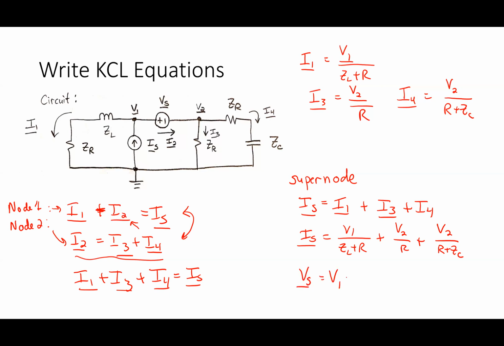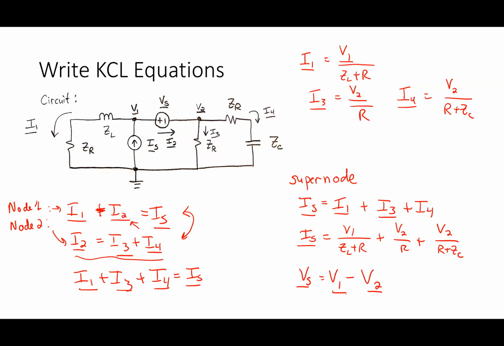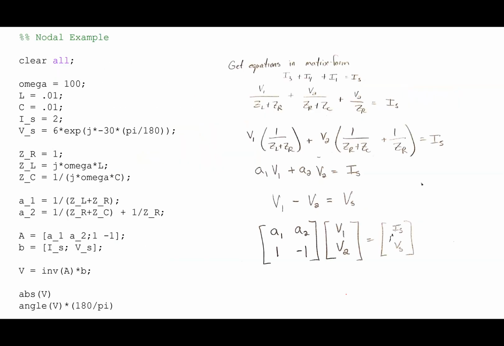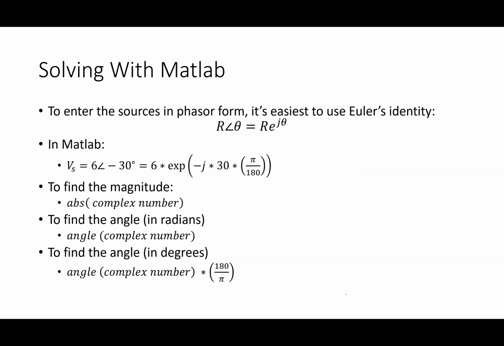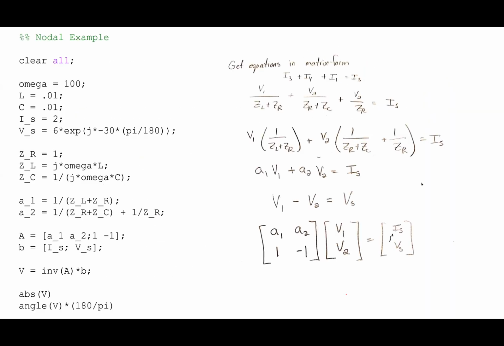Vs is V1 minus V2. I've got 2 equations and 2 unknowns. Okay, now what I do is I put this into matrix form. And the way that I do it, let me see, I put my code here. Let me just make sure I'm consistent with my code as I write this.